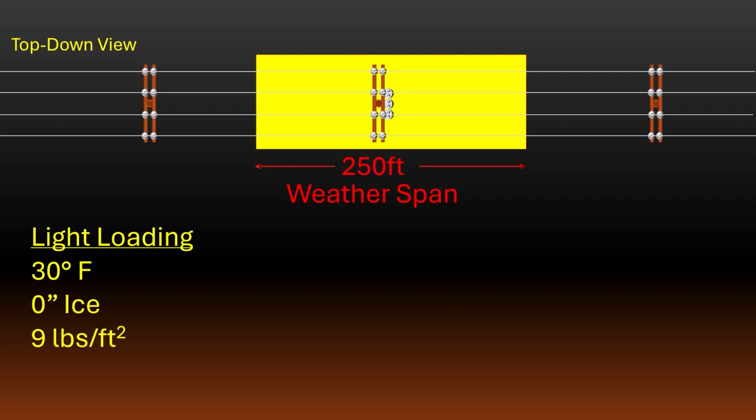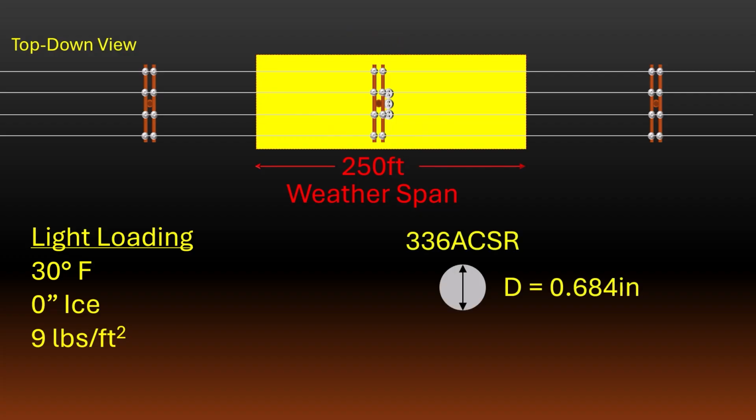So our weather span consists of the 4 conductors located within this 250-foot rectangle. We need to determine how much force the wind is applying to the conductors within our weather span. If you remember, our conductor was 336 ACSR with a diameter of 0.684 inches. The first thing we need to do is determine how much wind force is being applied to each conductor. This is easier than it sounds.